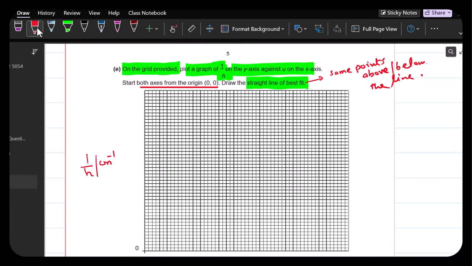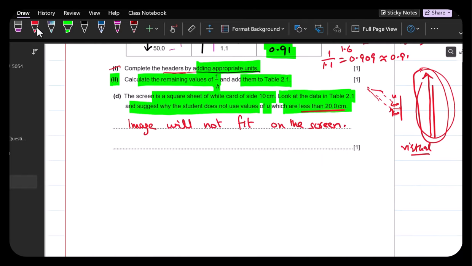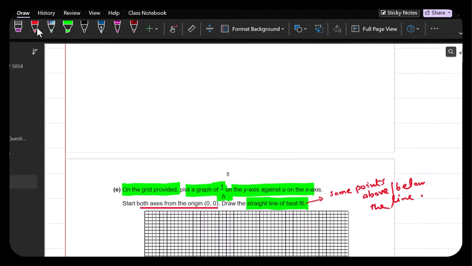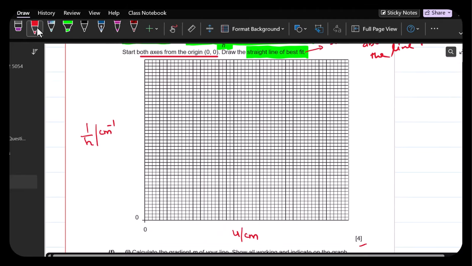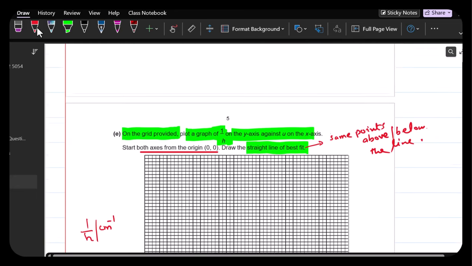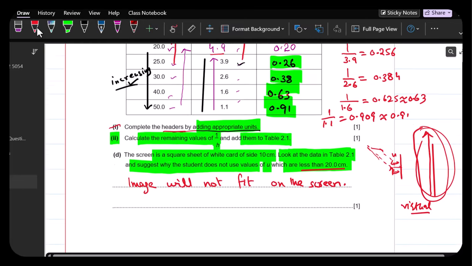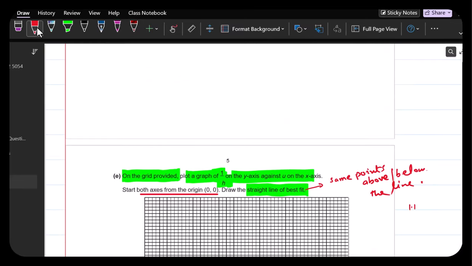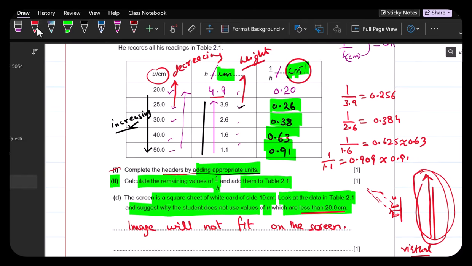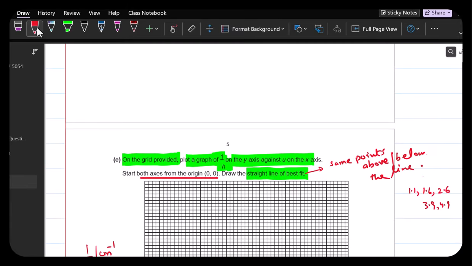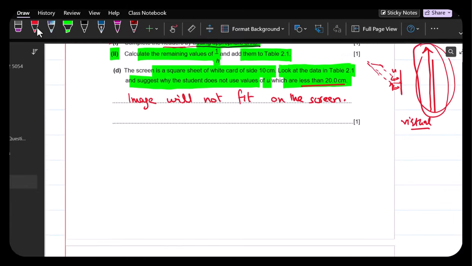So now dear students, we are going to take these values. Be careful regarding the scale, because you have to cover more than 50% of the graph. So for you, I have the values. First of all, I write the values somewhere here. I have 1.1, 1.6, 2.6, then 3.9 and 4.9, because I have to scroll this page again and again.